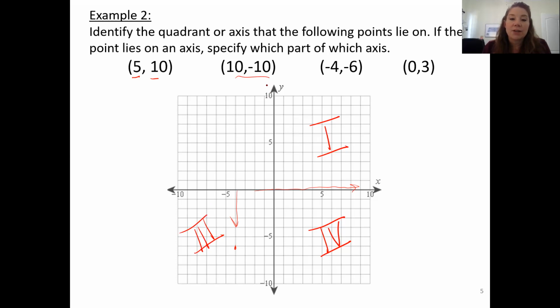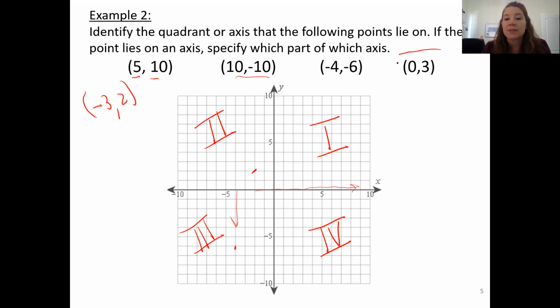So like I said earlier, the kind of ordered pairs it takes to get into quadrant 2 would be a negative, then a positive. So let's say -3, +2. So we'd go left 3, up 2, and we would find ourselves in quadrant 2.